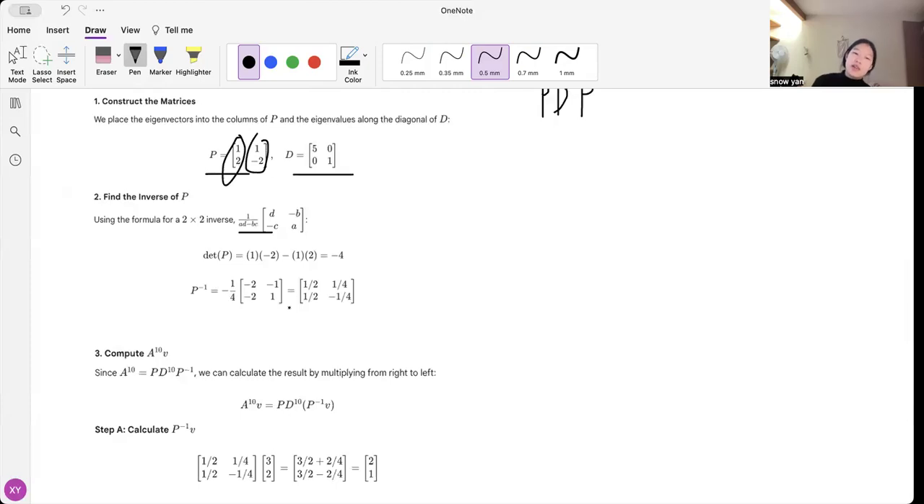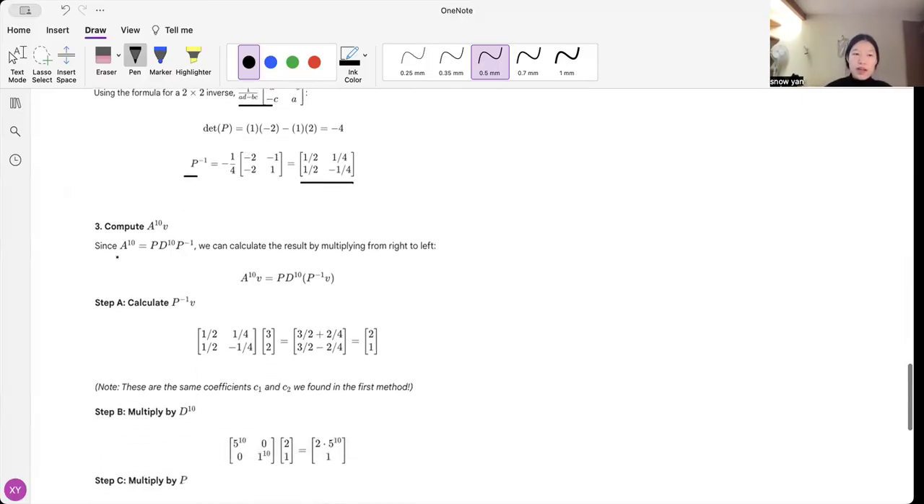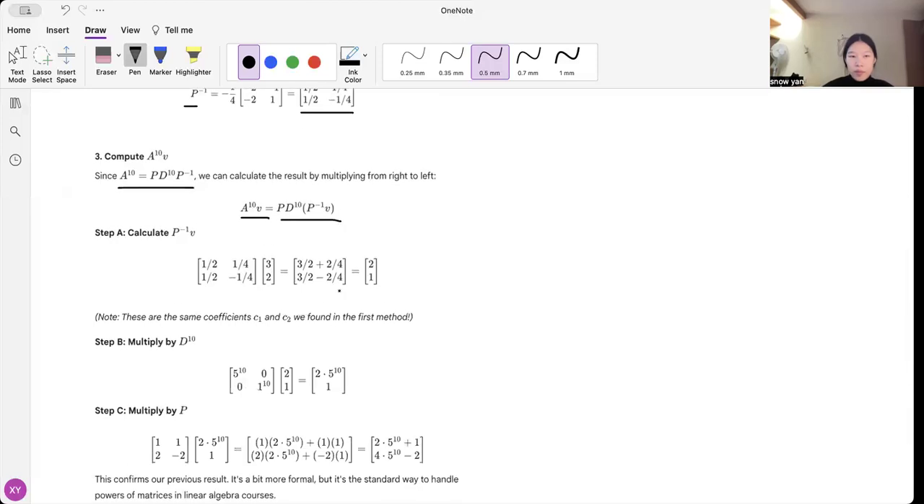Okay, so then the determinant is just this thing. So then we have the determinant in the denominator. We swap the diagonals, like the A and D terms, and negate the B and C terms. And we get this. The inverse of P is this. So next we know that A to the 10th is this thing. So then we can just do A to the 10th times V is equal to this thing. So then we have to calculate P inverse times V. So we do that calculation, we get 2, 1.